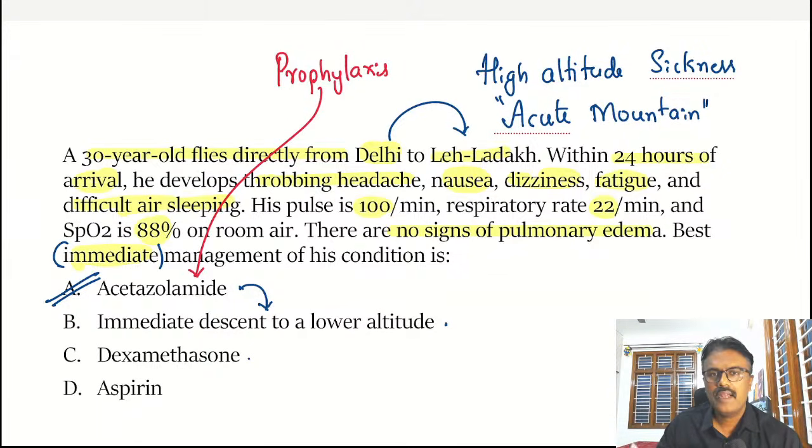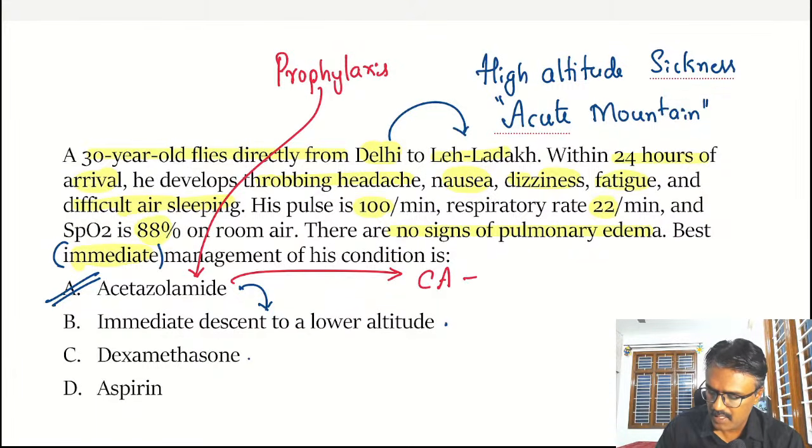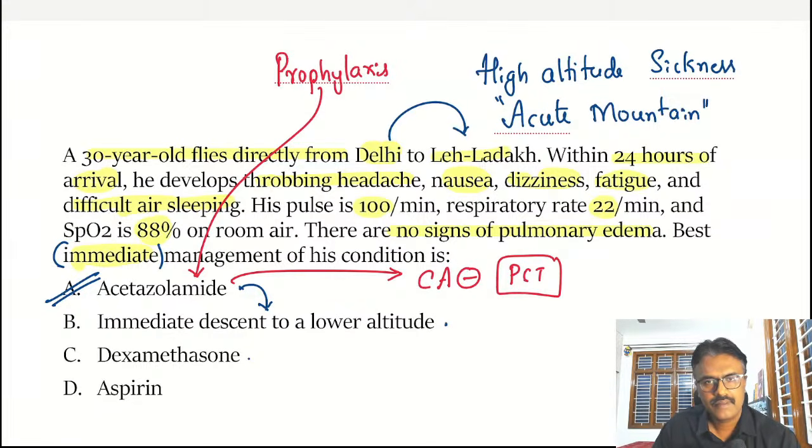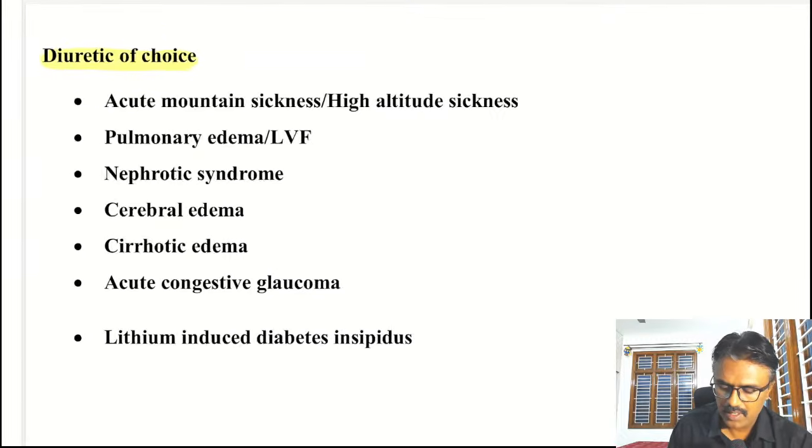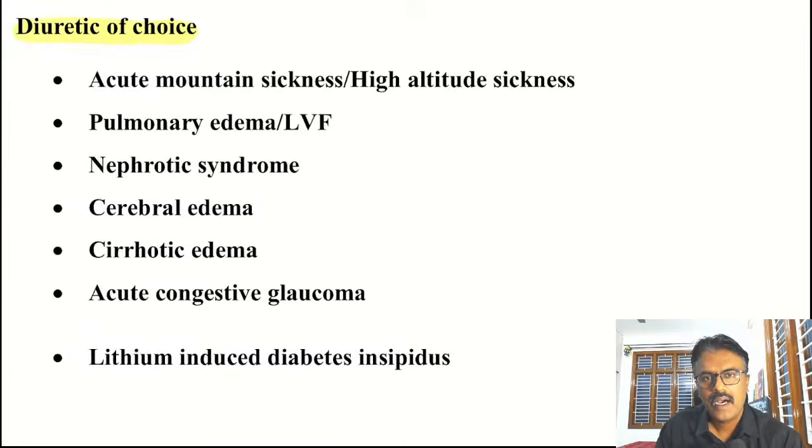So this is a frequently asked question. Then they asked, what is the mechanism of acetazolamide? It's a carbonic anhydrase inhibitor and it acts on the PCT and causes bicarbonate loss. So the drug of choice for acute mountain sickness, both for prophylaxis and treatment, is acetazolamide. Now, whenever I talk about diuretics, you have to understand the diuretic of choice for certain conditions. For acute mountain sickness or high altitude sickness, just now I told you, it is acetazolamide.